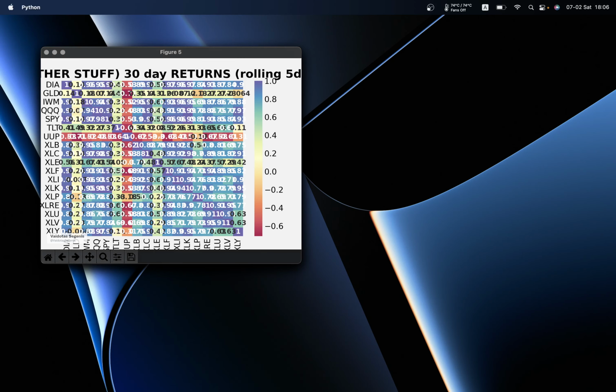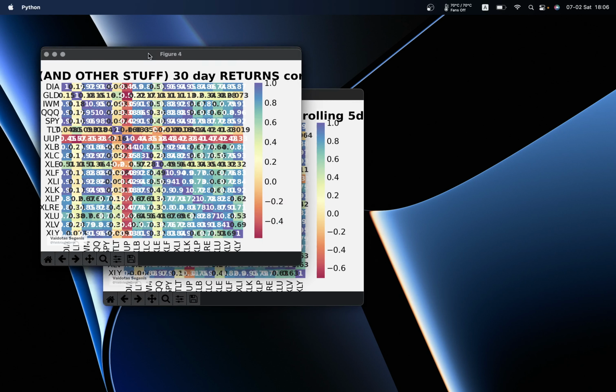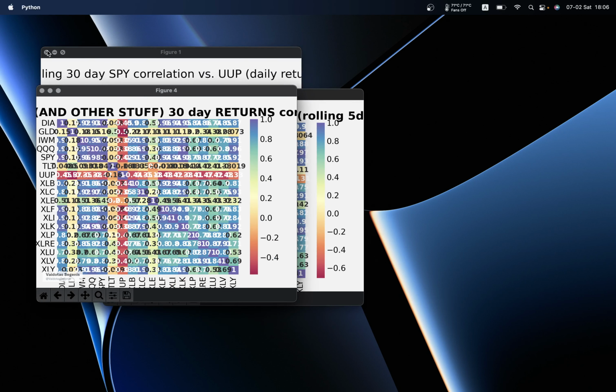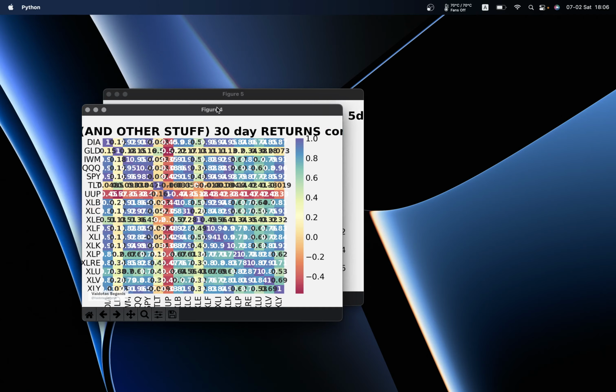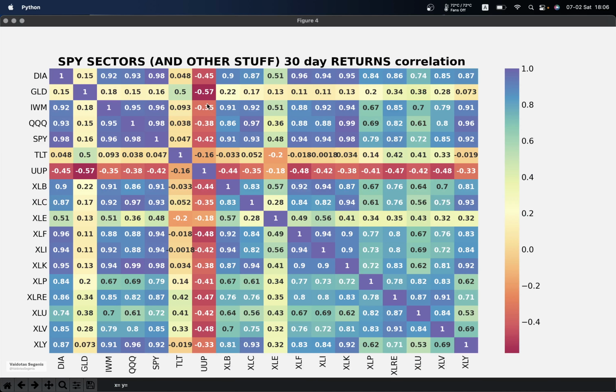And here we have, so first of all, I'm mostly monitoring these two charts. This is a daily return correlation, a 30-day correlation of daily returns of all those assets. It's a matrix, very easy to view and understand. In my opinion, a matrix is the best way to visualize correlation data.